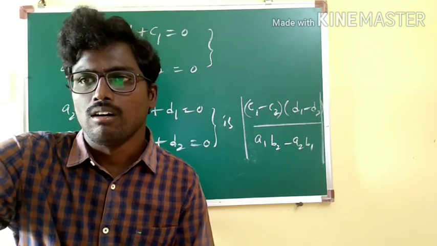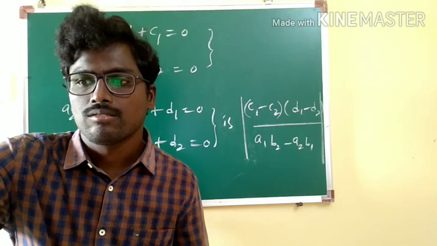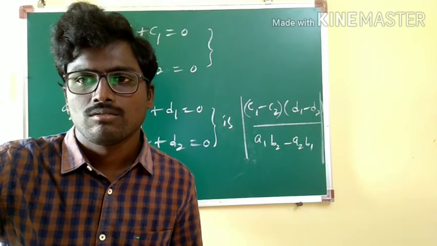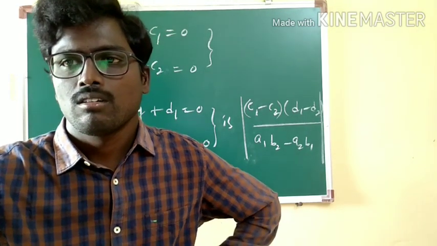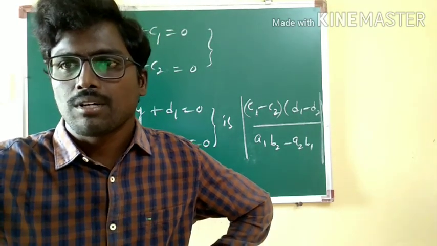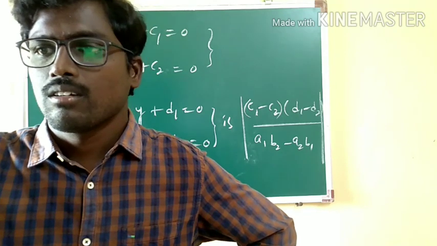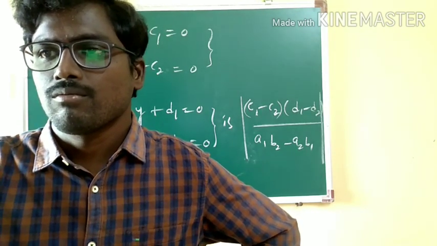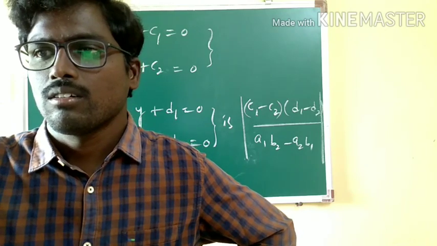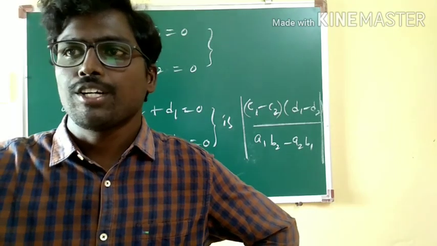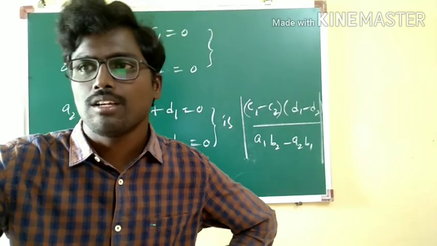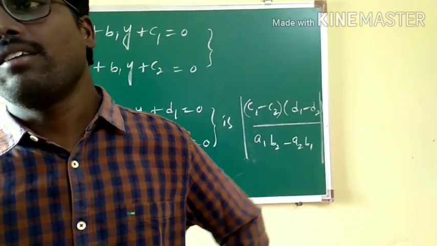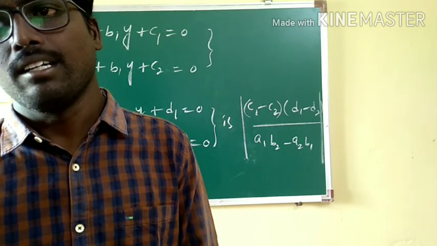Next, area of rhombus. Area of rhombus is half into D1 D2, where D1 D2 are the lengths of the diagonals.